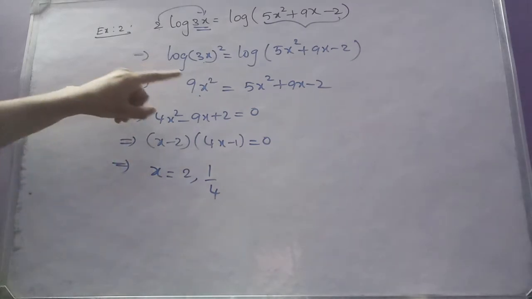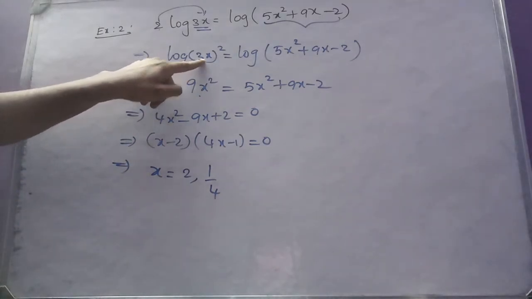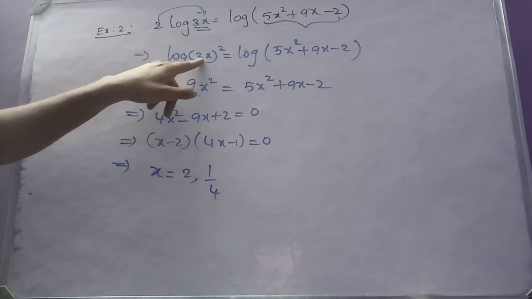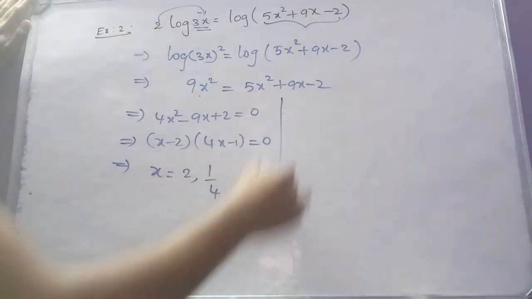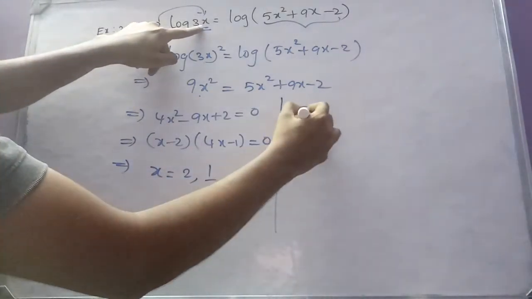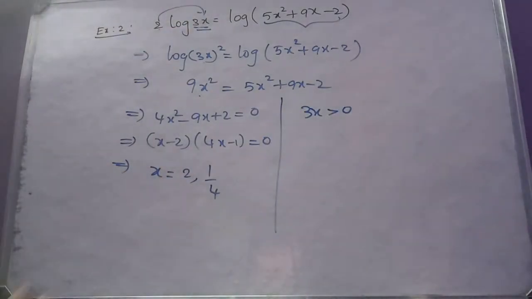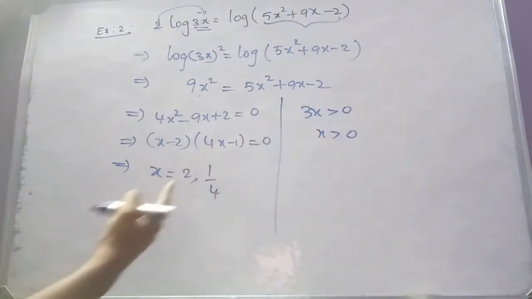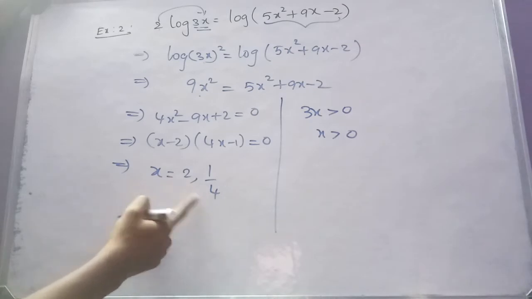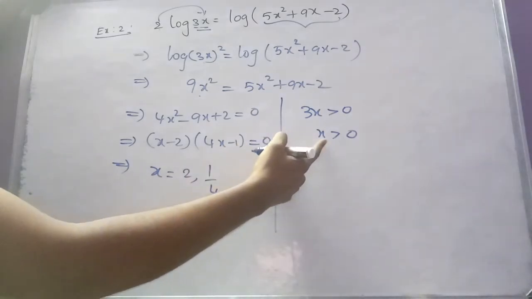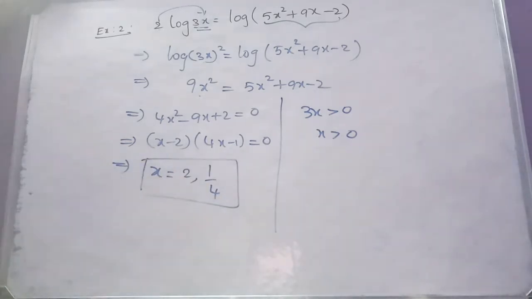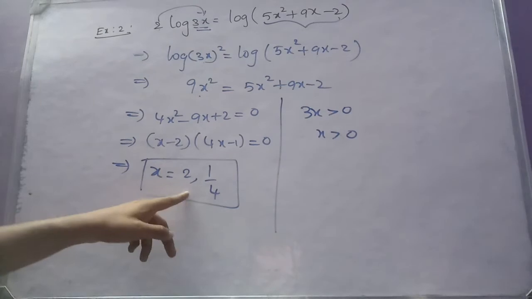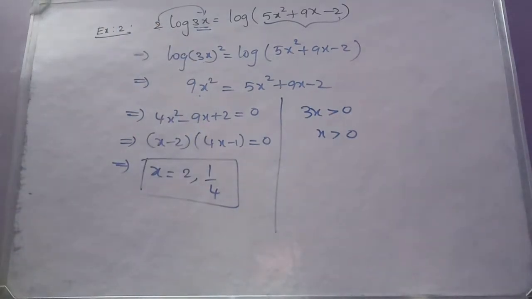As I told already, if you make sure that 3x is positive, then automatically 5x square plus 9x minus 2 will become positive. So therefore the second thing is that this 3x must be greater than 0, or x must be greater than 0, right? X must be greater than 0 and both the solutions are clearly greater than 0, right? So the condition is that x must be positive and both the solutions are already positive. Therefore this is the final solution. So these two are the solutions of the given logarithmic equation.